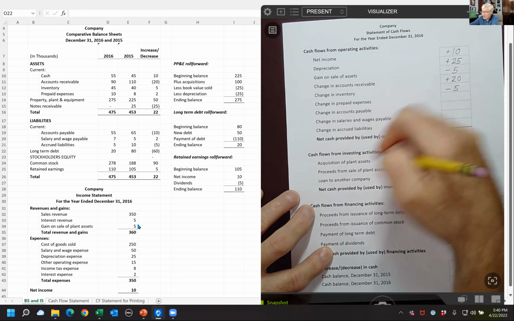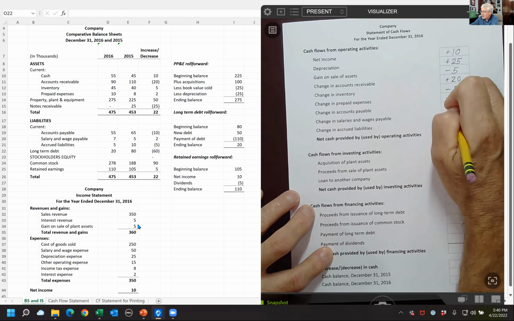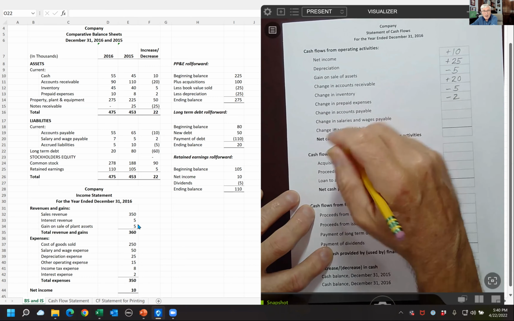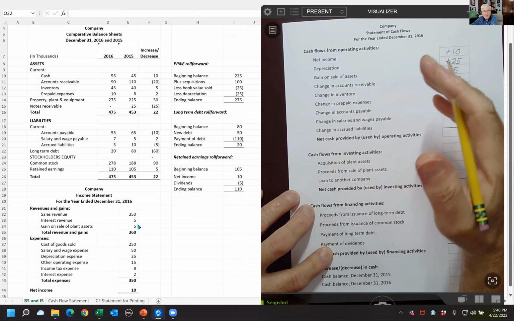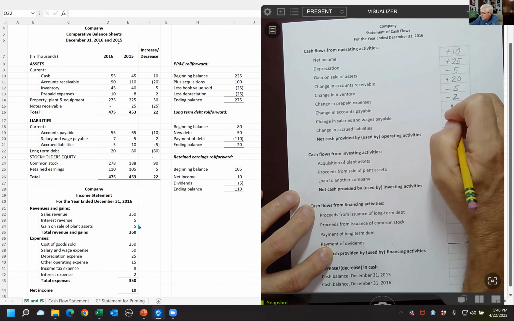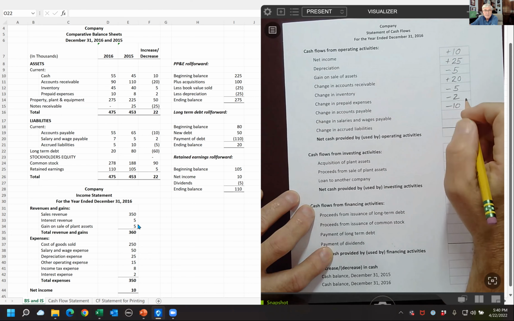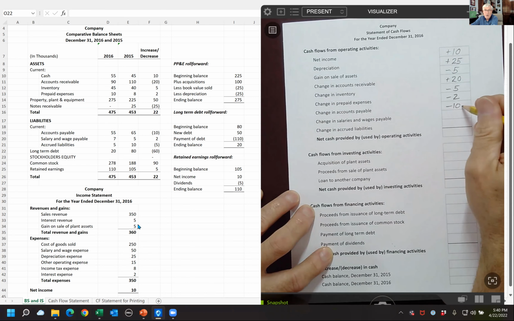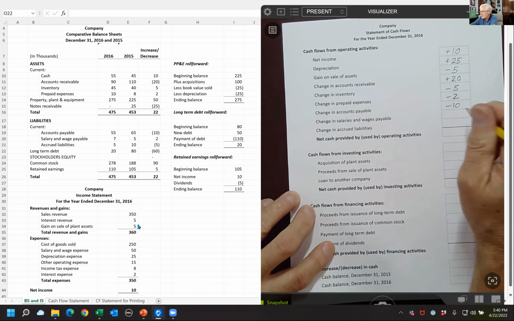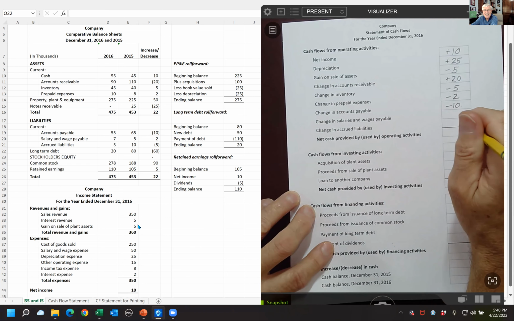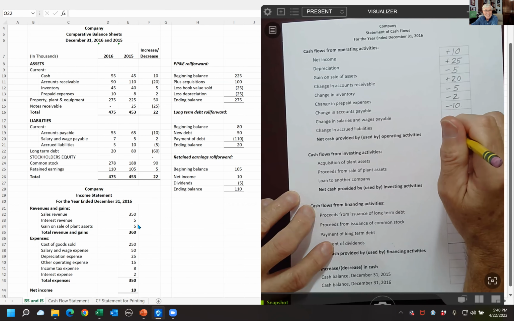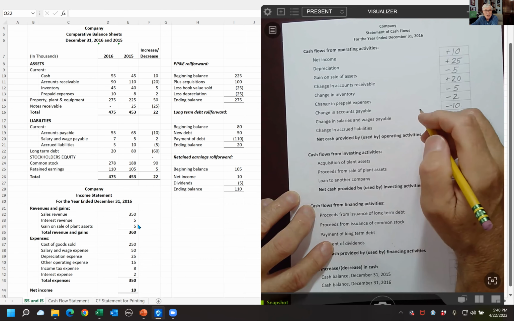Prepaid expenses went up by 2, opposite direction, minus 2. Accounts payable now are in the liability side, same direction. Accounts payable went down by 10, minus 10. And that makes sense because we paid some of last year's accounts payable this year. That's why it went down by 10. So it was a reduction in cash. And so again, the indirect method is so much easier.